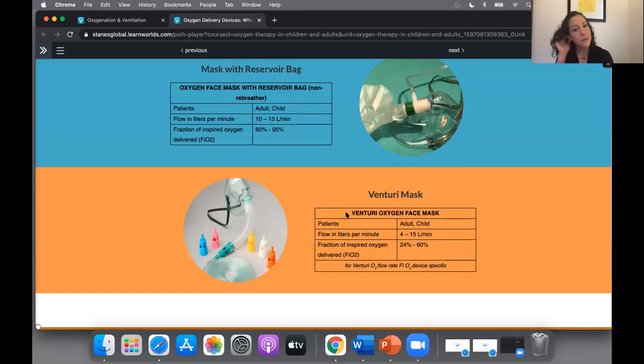The next device is Venturi. You can see these different valves that you can attach. So the oxygen tubing attaches to one of these little valves. The valve plugs into some corrugated tubing and it goes up to the mask. The size of these different colored valves are different sizes and allow more or less entrainment of air. And so that can determine how much FiO2 you can give. And so you can get anywhere from 24 to 60% there.